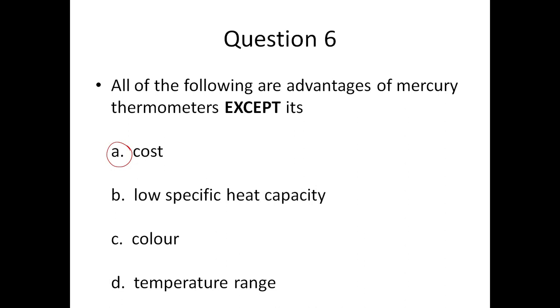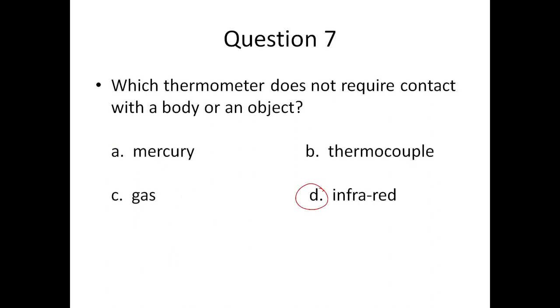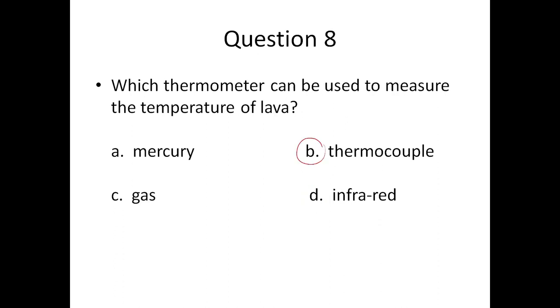Question 6. All of the following are advantages of mercury thermometers except its cost. It's very expensive. So that's a disadvantage. Everything else here are advantages. Question 7. Which thermometer does not require contact with a body or an object? Correct. Infrared thermometers. All the rest require contact. Question 8. Which thermometer can be used to measure the temperature of lava? Correct. A thermocouple that can measure very high temperatures.